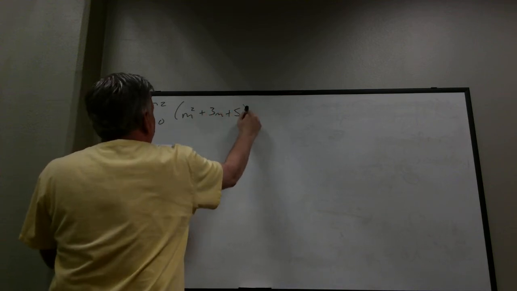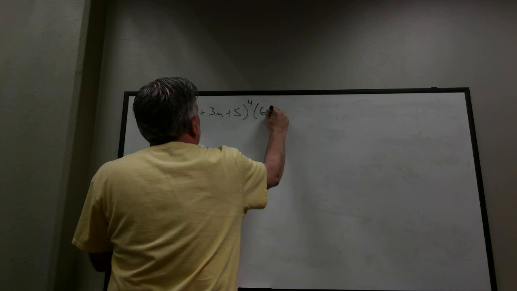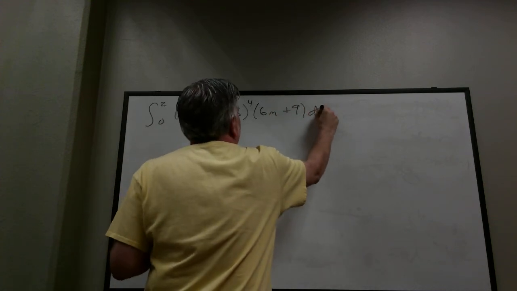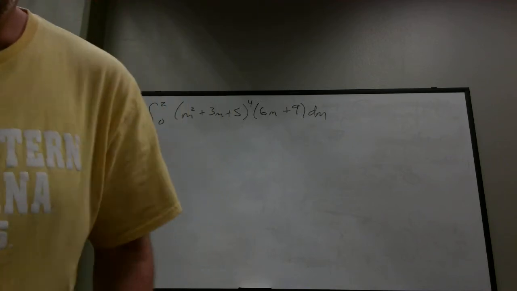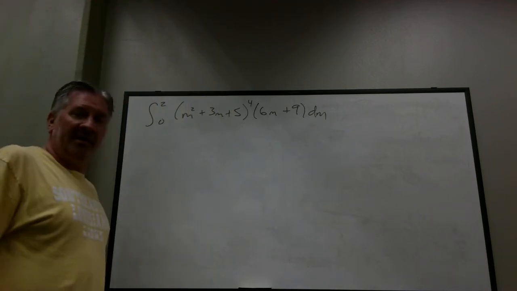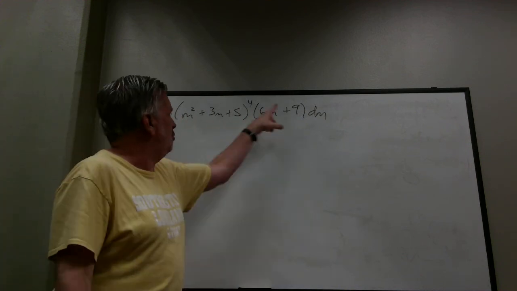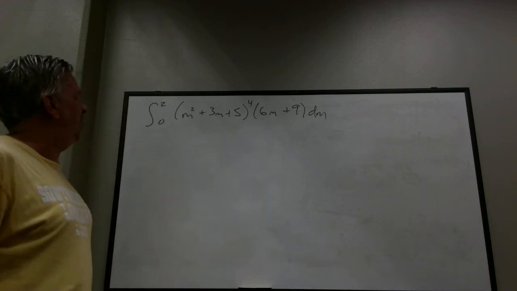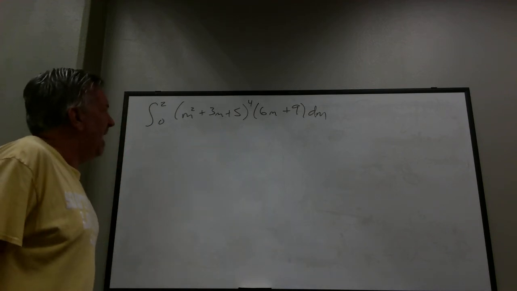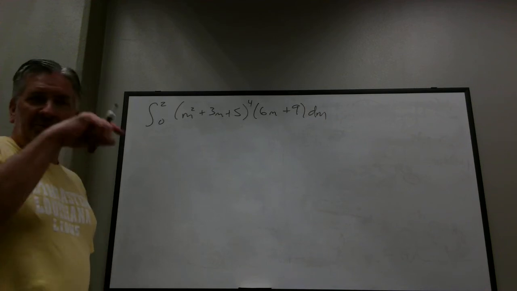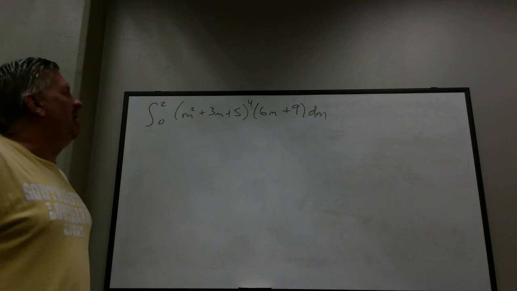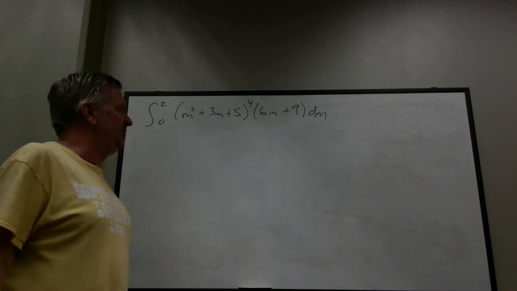Okay, let's do this last example in this section. Compute the integral from 0 to 2 of (m squared plus 3m plus 5) to the 4th times (6m plus 9) dm. Wow. Okay, so is this a straight integration problem? Yes, it is. You don't want to do it that way, but it is. It's a polynomial times a polynomial. You can multiply this whole thing out, get a long polynomial of degree 9, if I'm doing that right, and then integrate term by term. So you could do it with straight integration, but I think we should at least try a substitution.